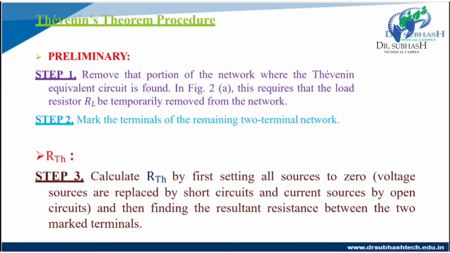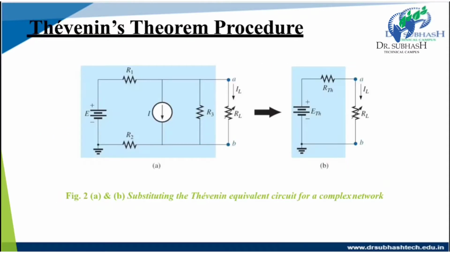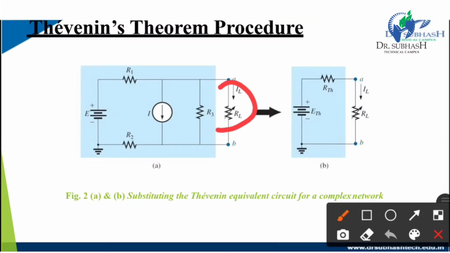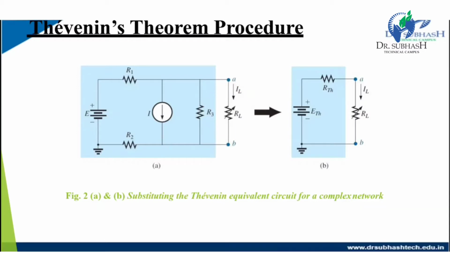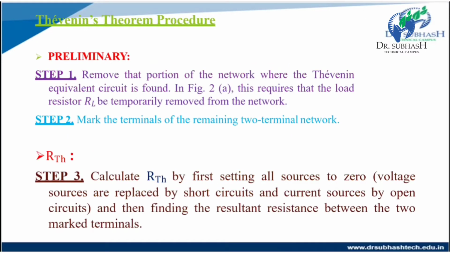So how can we find it? The procedure: in step 1, remove that portion of the network where the Thevenin equivalent circuit is to be found. In this figure 2.1, the resistor RL, we are talking about this. This requires that the load resistor RL be temporarily removed from the network.